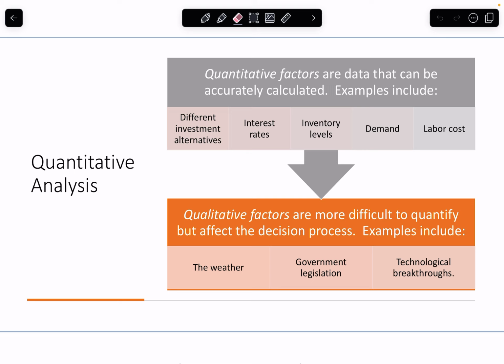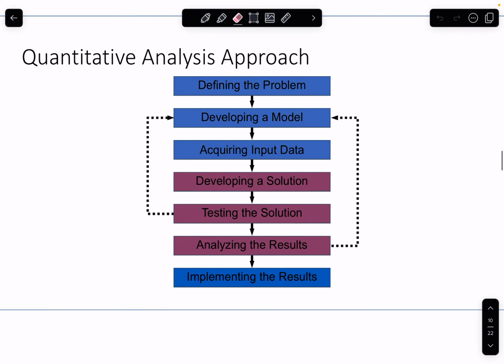After considering so many factors, as well as technological breakthroughs, all of these things are the different factors, whether they can be quantified or are difficult to quantify. However, they affect the decision process. So all of these things play a big role in decision making. Which plays a role for our quantitative analysis.